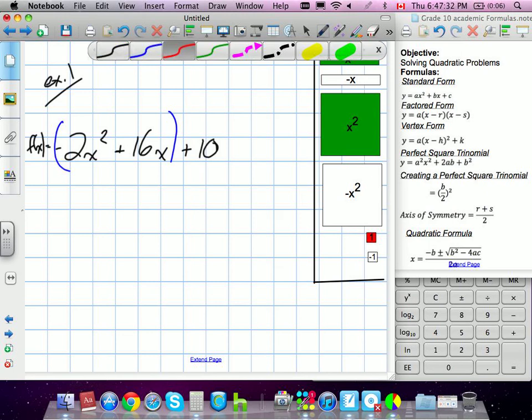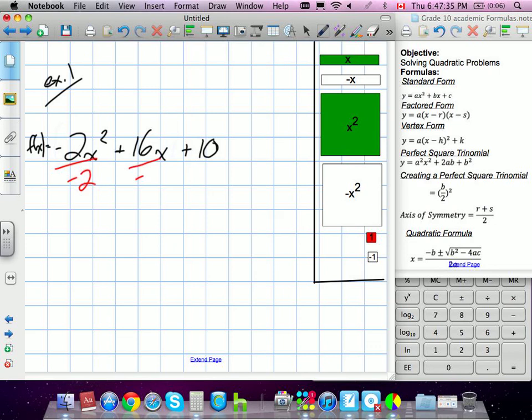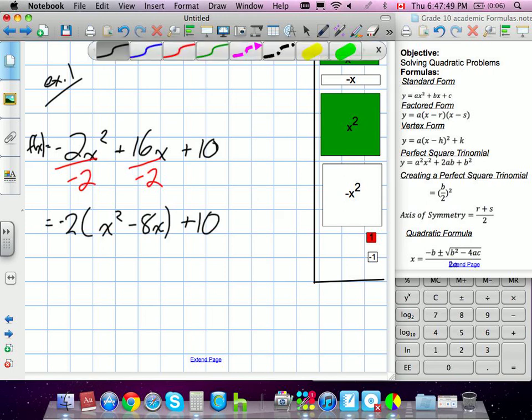Okay. So when I do that, it becomes the a term on the outside of the brackets, and I'm left with x squared minus 8x, okay, plus 10. Now this is where the creating of a perfect square trinomial kind of comes into place here, and we're going to try to make sense of all this here. So I've taken my negative 2 outside. So let's think of this right here.